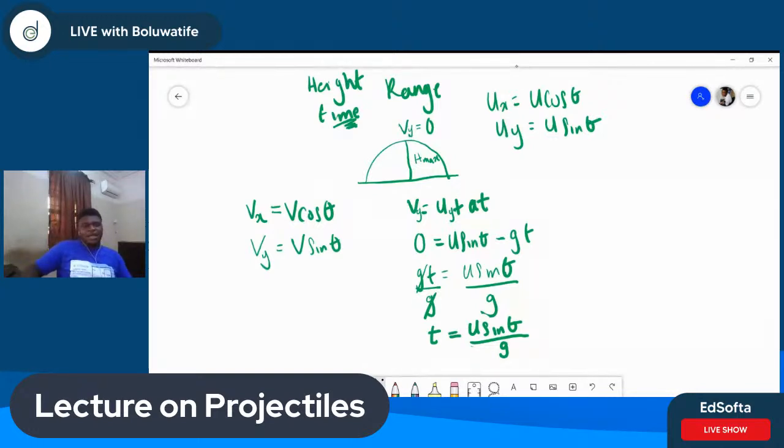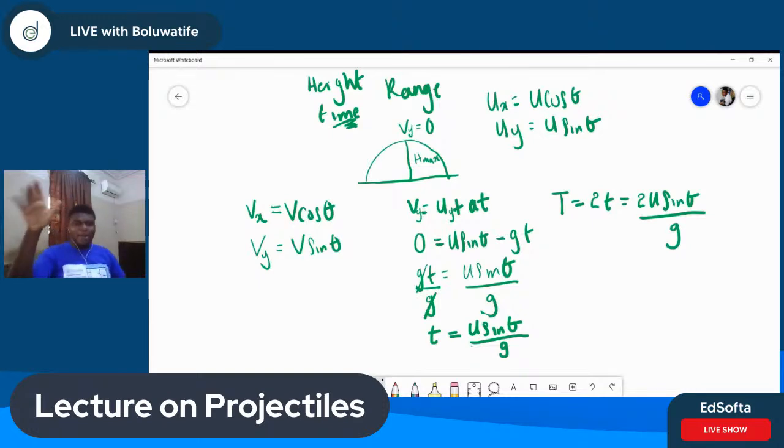Now, because this thing is symmetrical, in the sense that the time it takes for it to move from here to here is the same time that it takes for it to move from here down, that means my total time, which I will indicate as big T, is the same as 2 times my small t, which now becomes 2u sine theta all over g. Period.